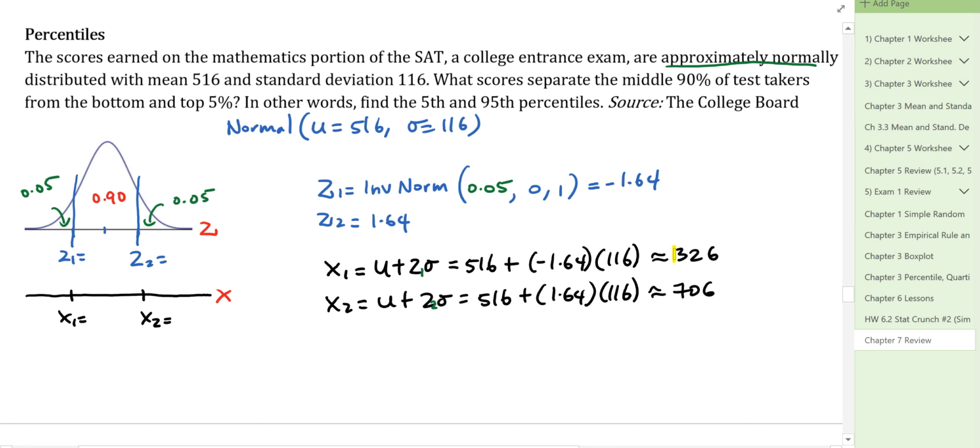So the scores that separate the middle 90% from the top and bottom 5% are 326 and 706. That means 90% of people score between 326 and 706.